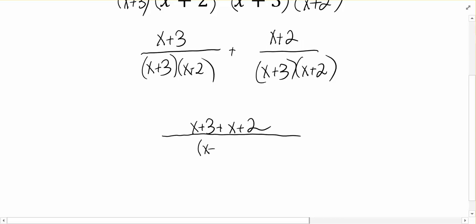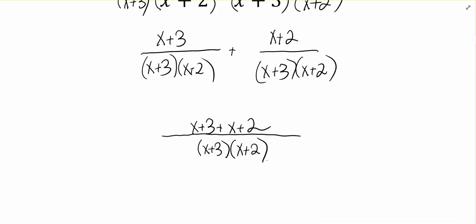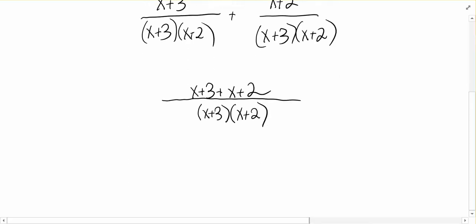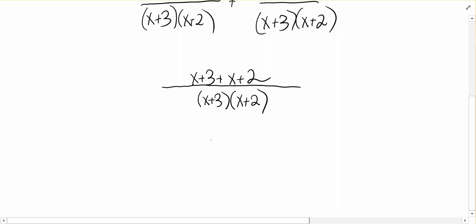And in my denominator, remember the denominator doesn't change. Once you make the denominators the same, they don't change because that's just how many pieces the pie was cut up into. And now up top, we can combine some like terms. We can get 2x + 5, and our denominator just stays the same.